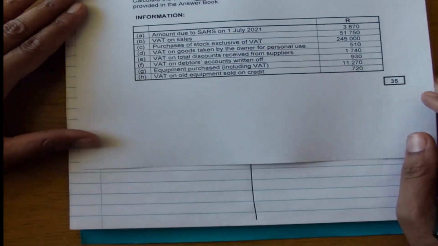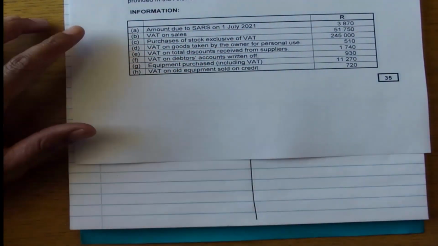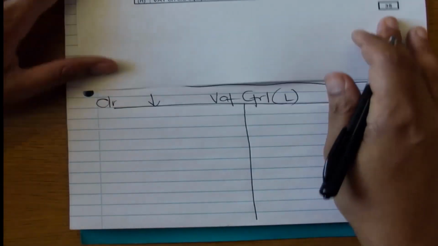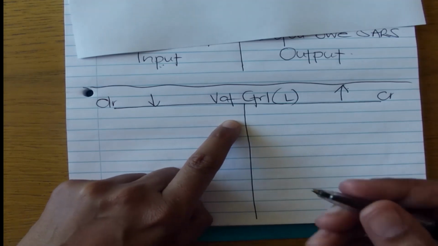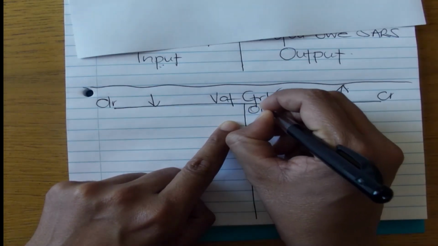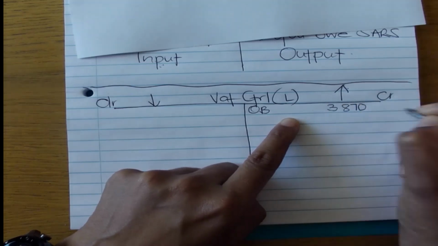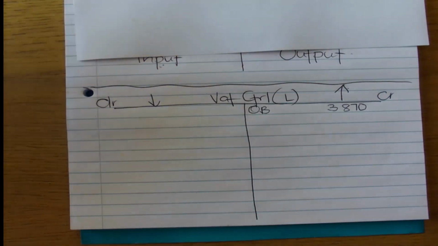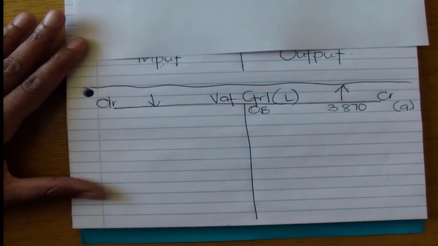Okay, so let's start with our question. A says the amount due to SARS on the 1st of July. So that is an opening balance. An opening balance meaning it will be the credit side, right? So here you can basically write, I'm just going to write opening balance. The amount is 3870. That was your closing balance of the last calculation you did. So let's put here A.